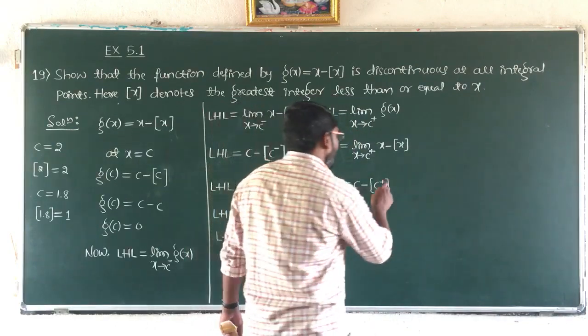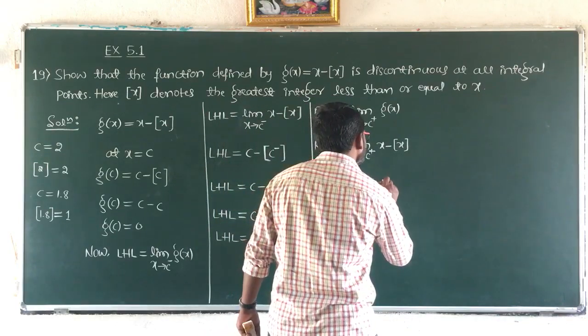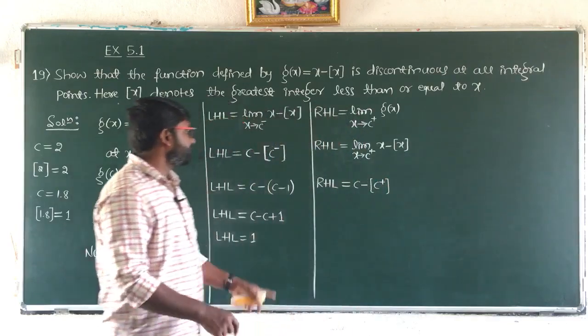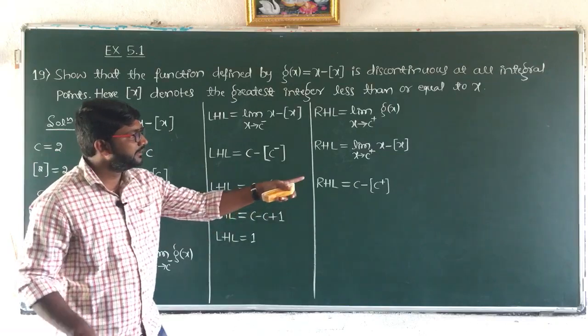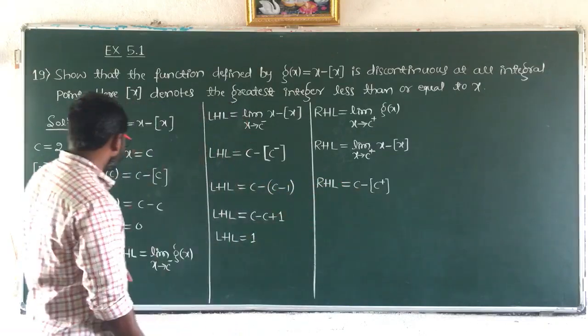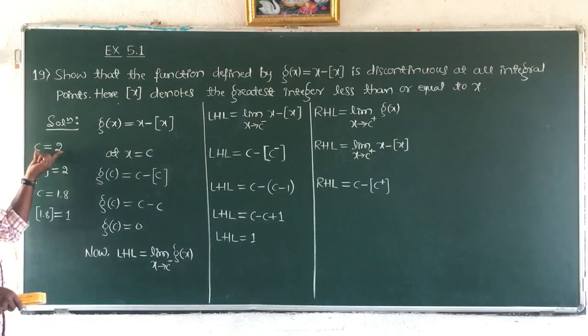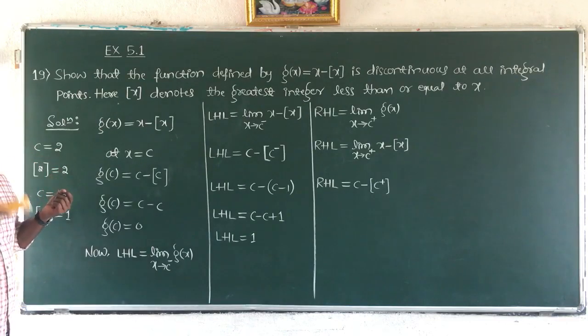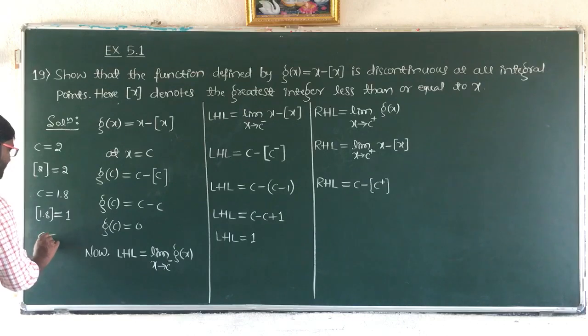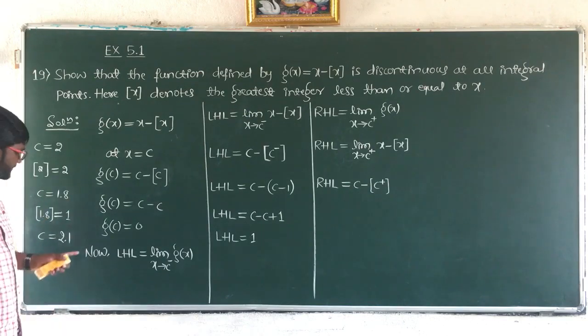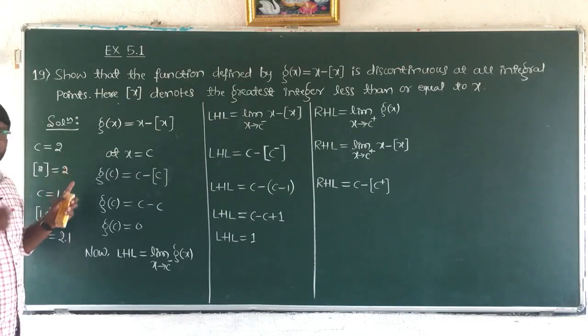So now what is greatest integer c plus? So greatest integer c minus, it is c minus 1. Now we have to understand greatest integer c plus. So see here, initially the c value is 2. Now c plus means it has to be greater than this. So I take c as 2.1. So it is greater than this one now, c plus 2.1.